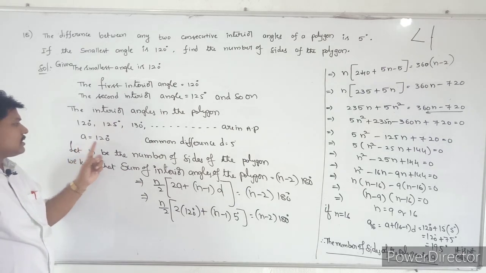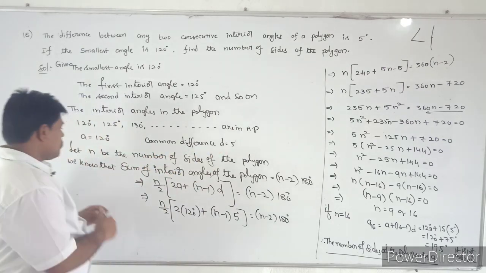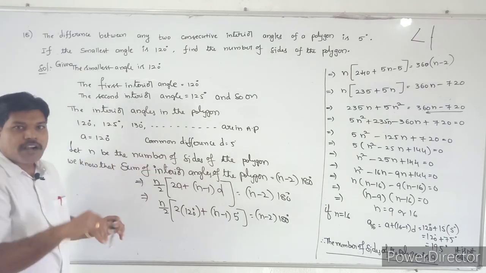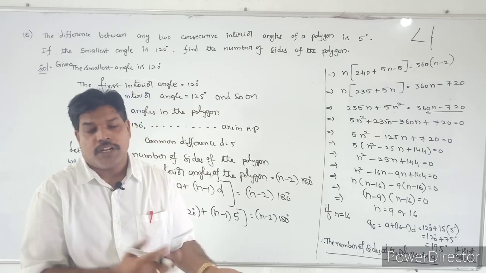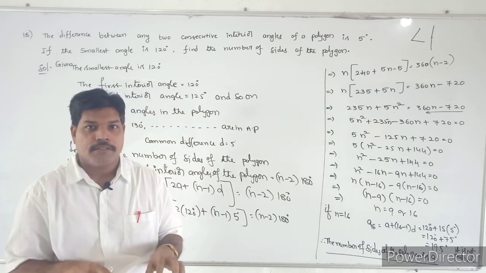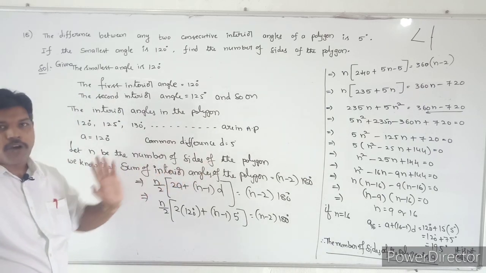So the first angle is 120, that is the first step. The common difference is 5 degrees. Let n be the number of sides. I have already told you that the number of sides and the number of angles are the same. So that's why I am taking n as the number of sides of the polygon.